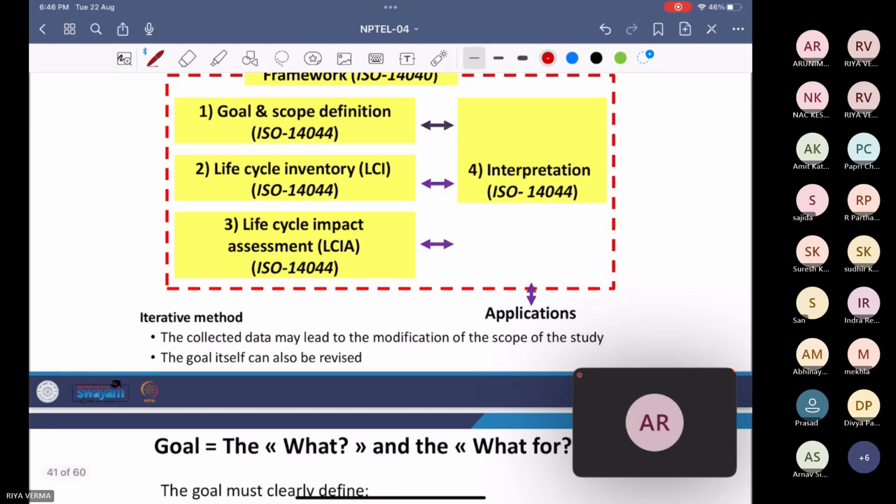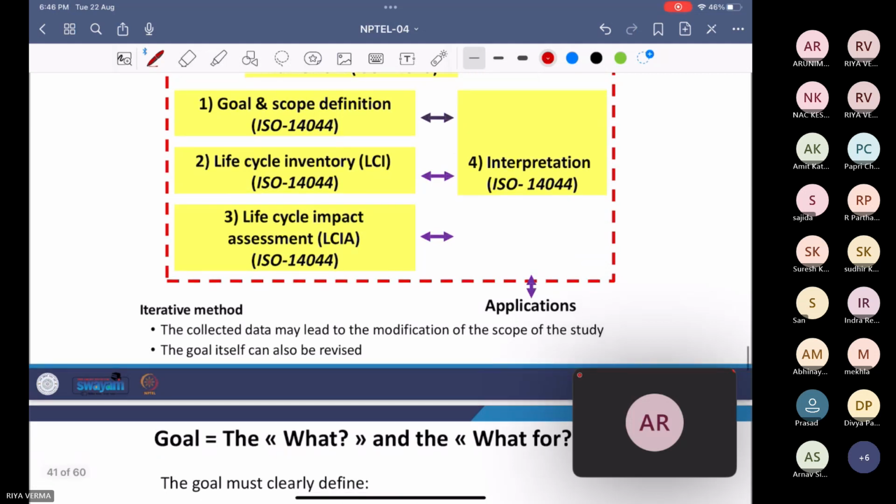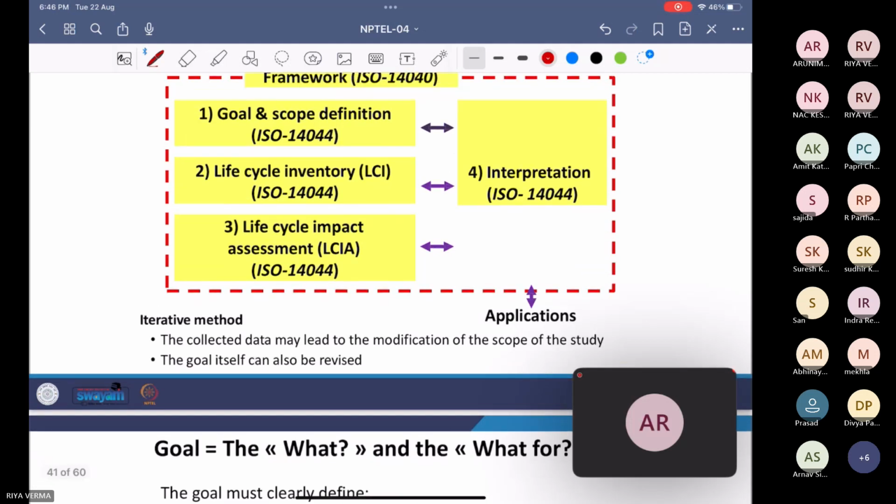So this process is iterative. The collected data may lead to the modification of the scope of the study. For example, during the formation of the life cycle inventory, suppose we don't have the data for a certain process or certain activity. So we need to modify our scope of the study accordingly. That is why it is an iterative process. And in some cases, the goal of the study can also be revised due to the limitation of the data.